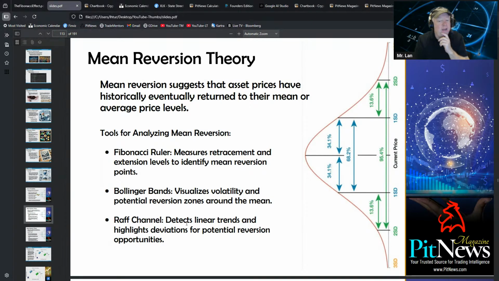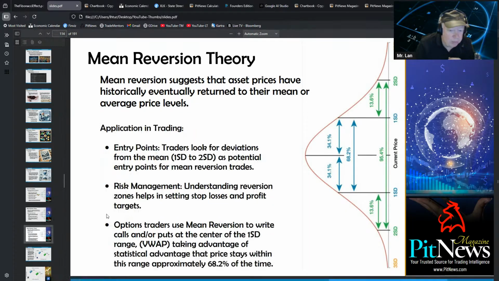Another one is the RAF channel. It's kind of a neat tool because it's dynamic and it goes with the trend of the market. So we like Fibonacci ruler, we like the RAF channel. Bollinger Bands, I should probably put that in order. Fibonacci, RAF, Bollinger. So those are the tools that I like for calculating the mean reversion or the delta cone of probability.